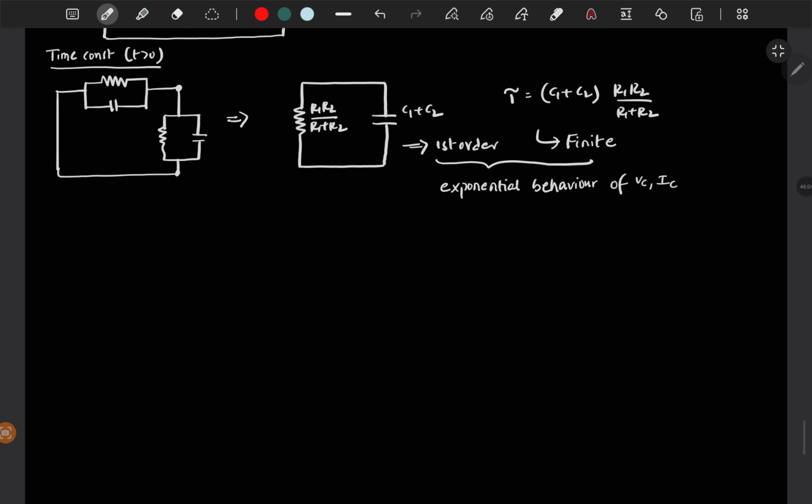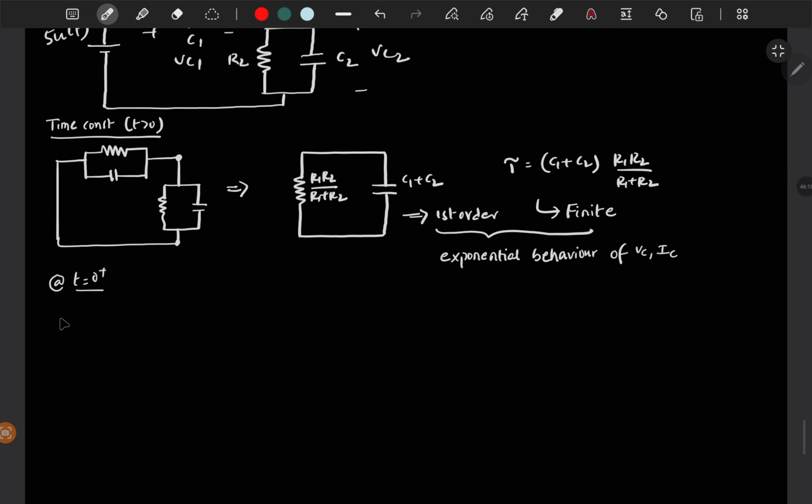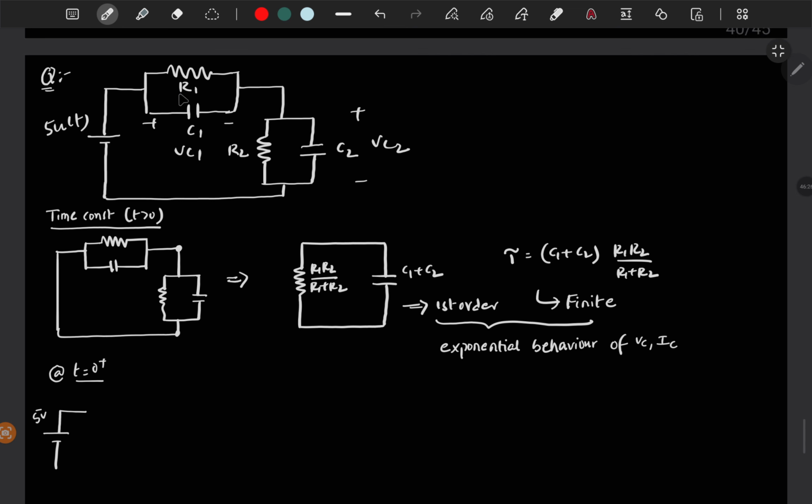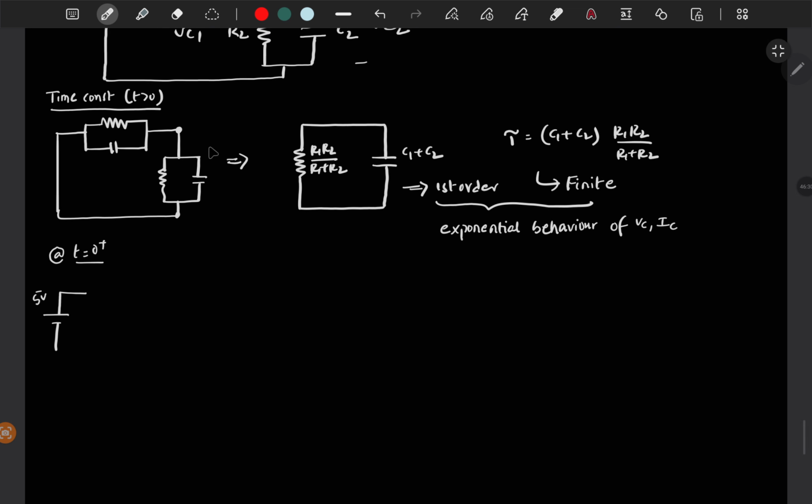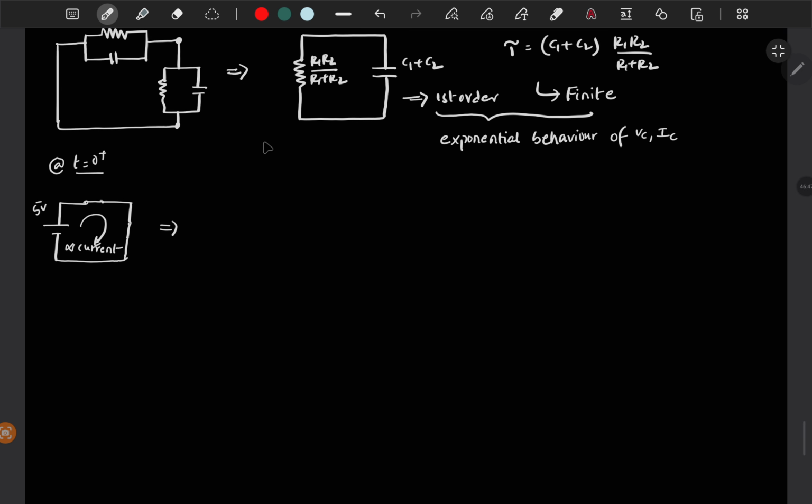Now we can find the voltages. So at t is equal to 0 plus, 5 volt, then it is short circuited. So you can ignore R1 and R2 because those two are in parallel with the short circuit. Since these two are short circuited, a very high current is flowing. If you want to find the voltages, since both are low impedances in parallel with some other impedance, equivalently you can write it as a very low impedance, ignoring R1 and R2.